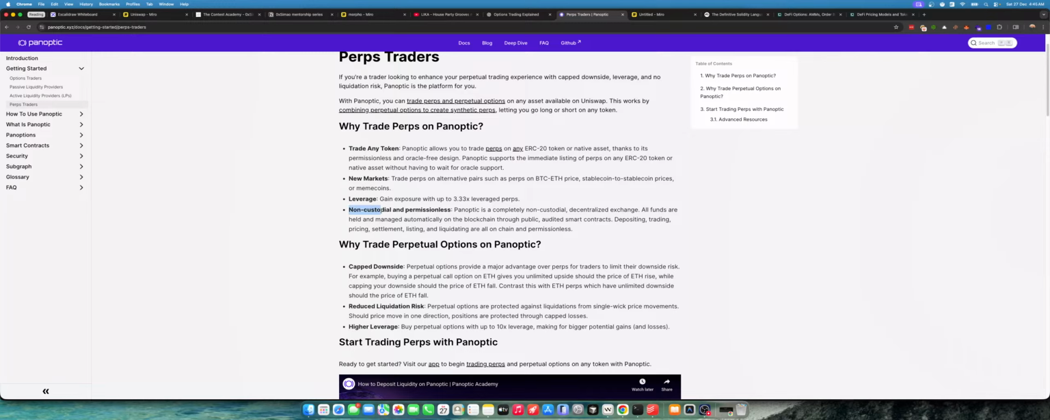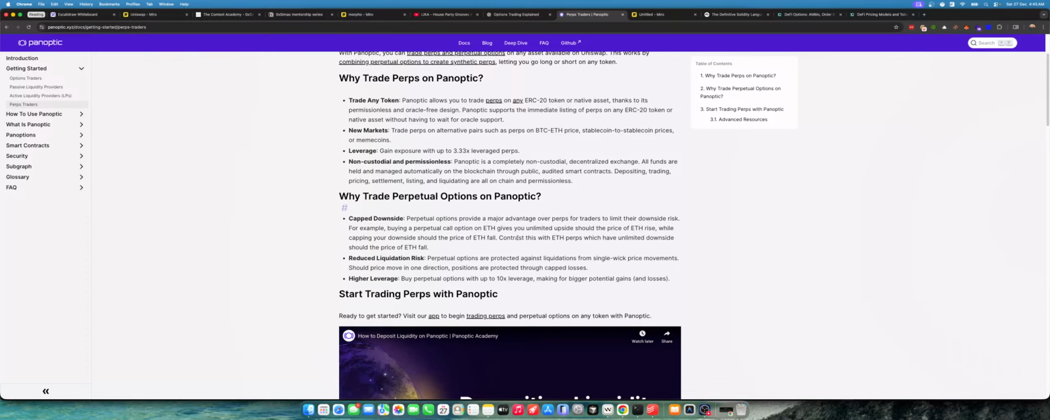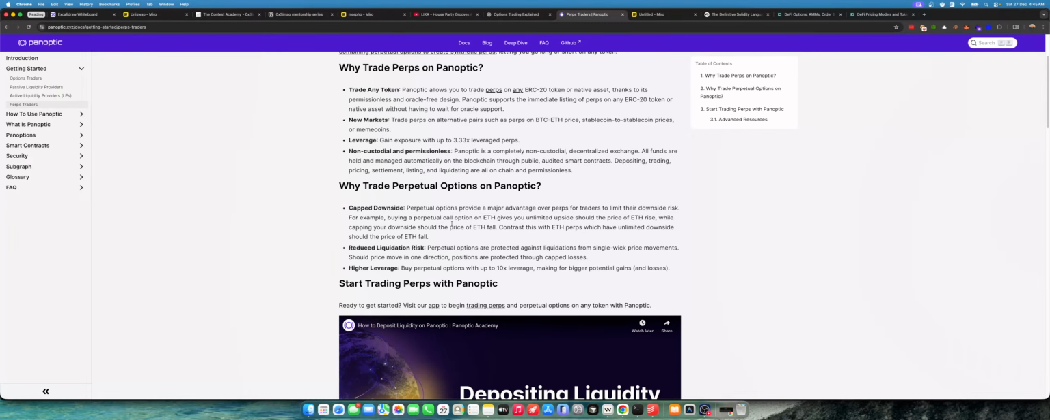Oh, by the way, non-custodial means that you still have custody of the assets that you are betting upon. So it's completely non-custodial and decentralized. Funds are held and managed automatically on the blockchain. Perpetual options for major assets like ETH.